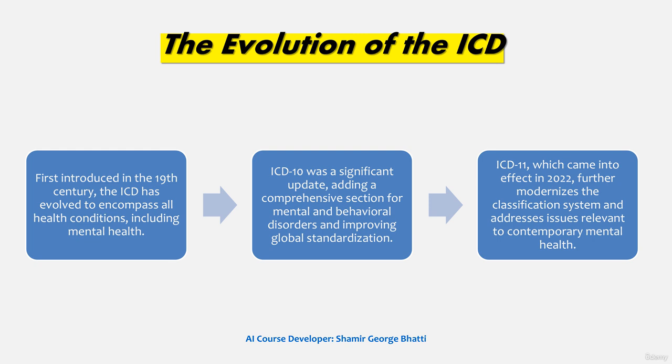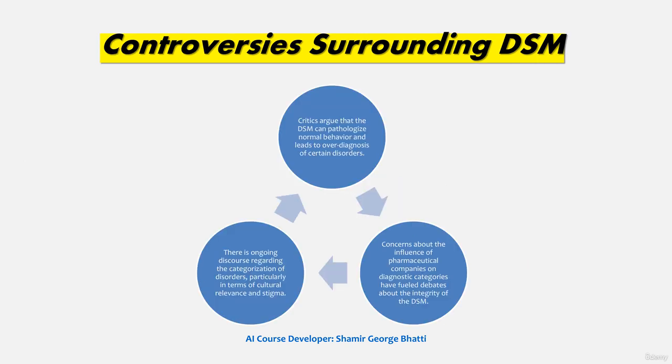The DSM is not without its controversies. Critics often raise concerns that the manual may pathologize normal behaviors, resulting in the potential overdiagnosis of certain mental disorders. This is particularly worrying because it can lead to unnecessary treatment for individuals who might not meet the criteria for a genuine mental health condition.